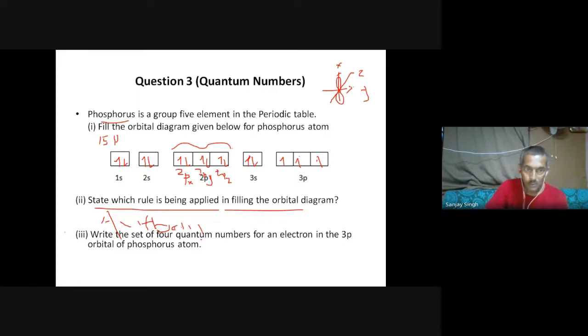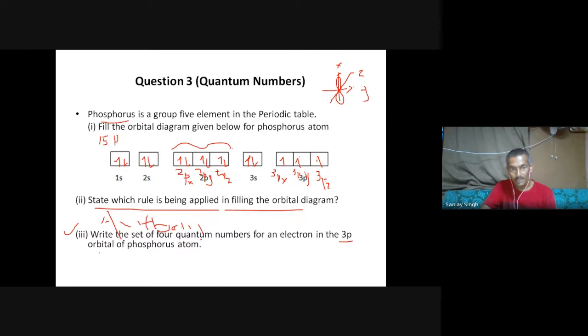Okay, now the next question here. We need to write down the set of 4 quantum numbers for the electron in 3p, but it does not really signify whether it is 3px, 3py, or 3pz. Okay, so we can note it down here. We can say this is your 3px, this is your 3py, and this is your 3pz. But what we can do in this particular case is fill it for 3px, 3py, and 3pz as well. So we write down the 4 quantum numbers.